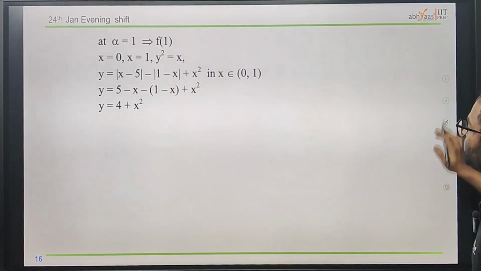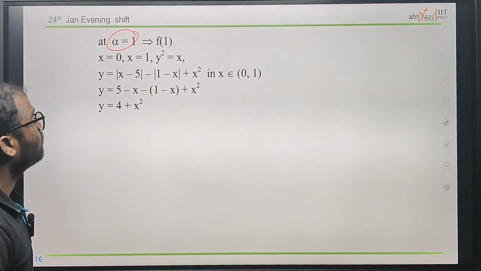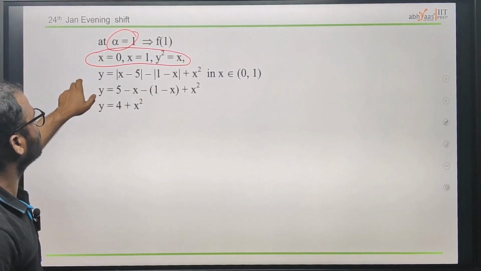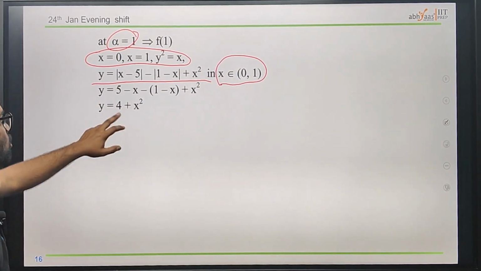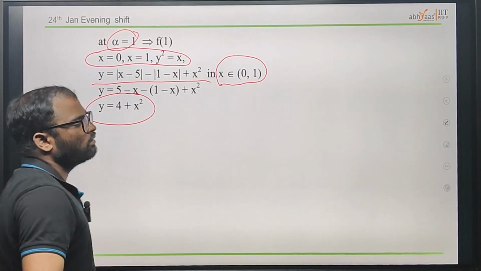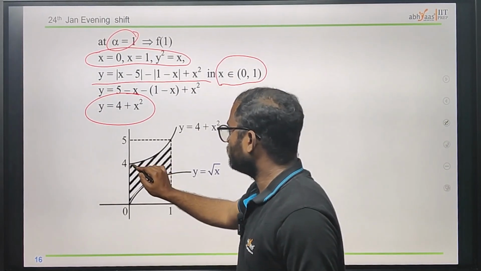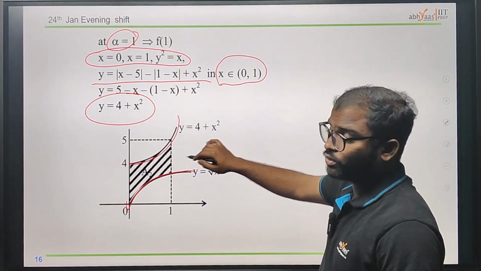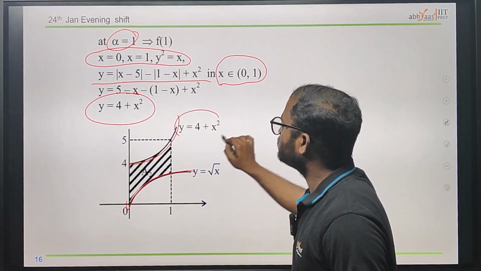Next we need to check at alpha equal to 1, which gives f of 1. Just substituting f of 1 in place of x, where x belongs to 0 comma 1, that's why we check the boundaries. Therefore we got y equal to 4 plus x square, another parabola. Last time we got y equal to 2, but this time we got y equal to 4 plus x square. Sorry for that.